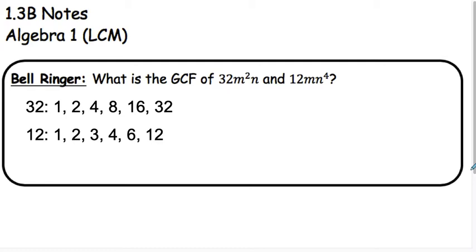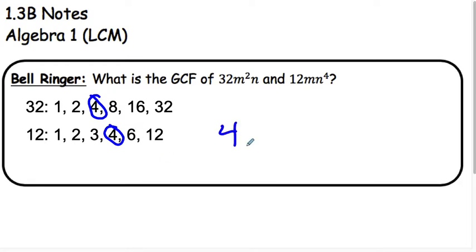So before we do that, you can see here I have the factors. We're going to go over a GCF from the previous day's notes. So I have the factors of 32 and 12 written out here. What we're going to do is start on the right hand side of our list and go down until we see the number that they both have in common. So the biggest number that will divide into 32 and 12 evenly is 4.